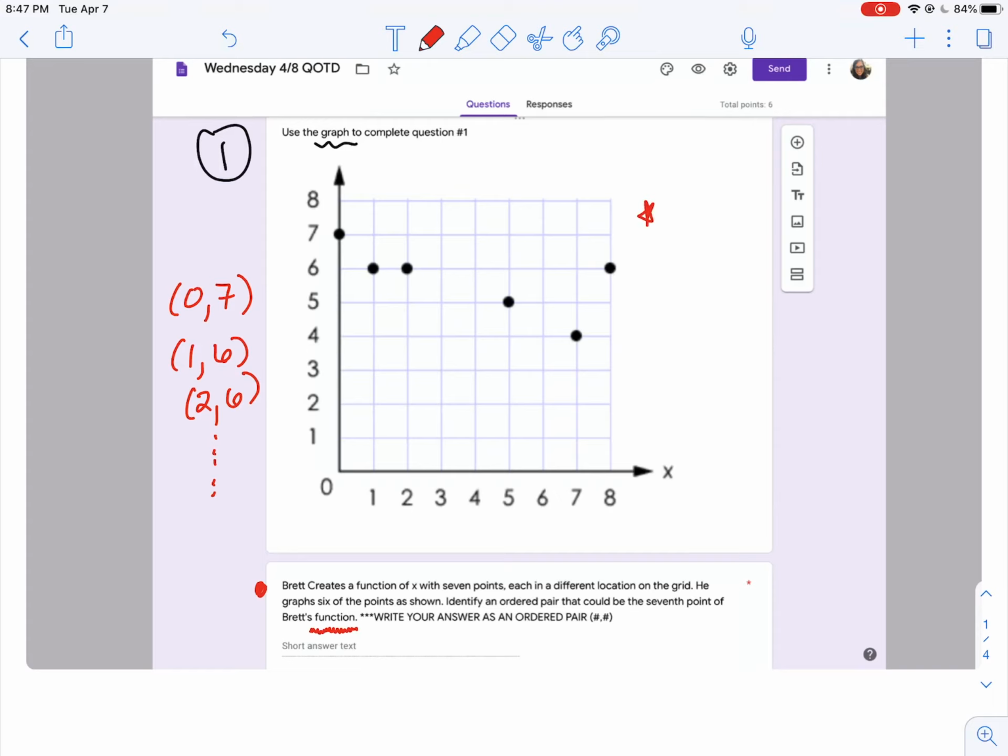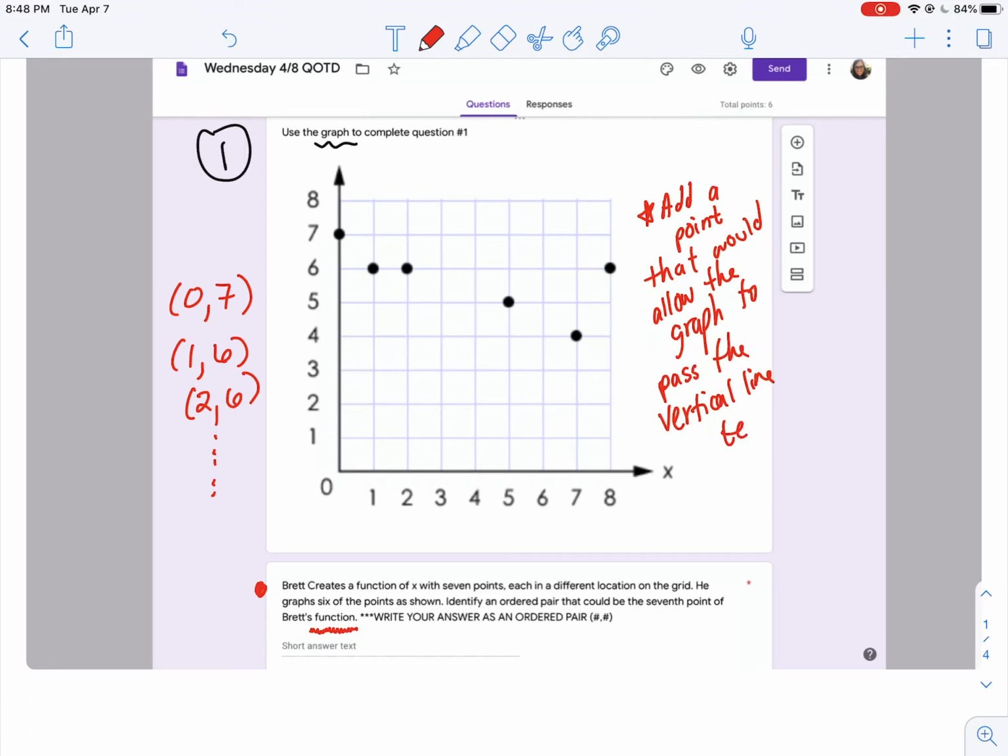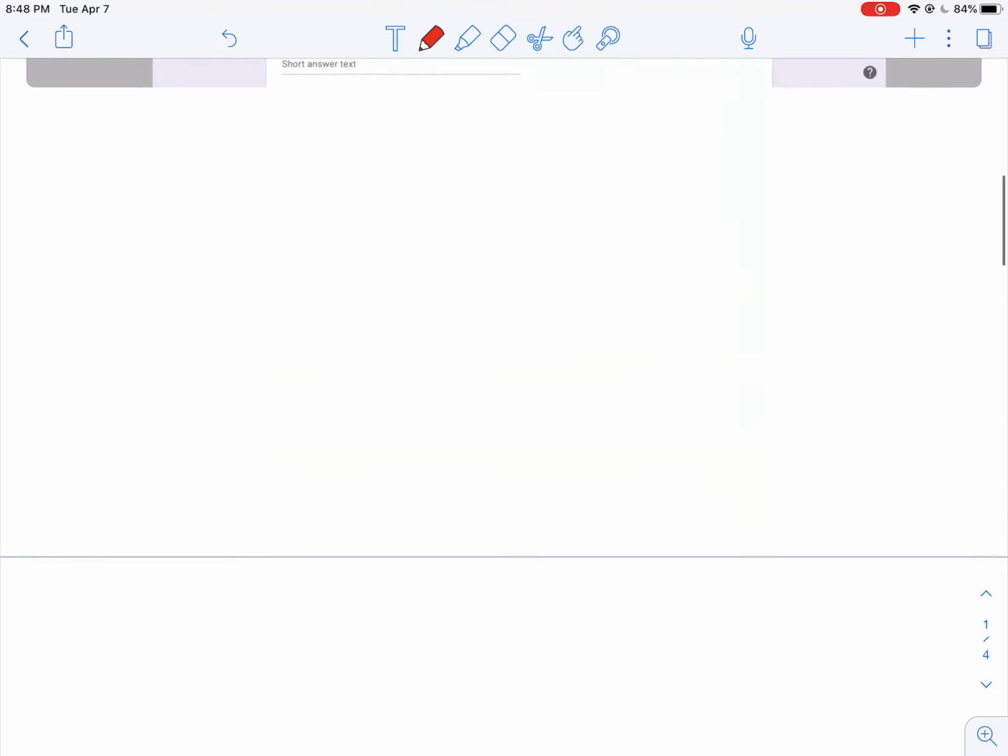Or you could check to see, does it add a point that would allow the graph to pass the vertical line test? Okay, which means if I just put a point anywhere on this grid, let's just say I put it at point 1, 4. Would my graph pass the vertical line test? No, because in order to pass the vertical line test, it could only hit the graph at one spot. So that would not be a good point. Okay, so that's your helpful hint for number 1.